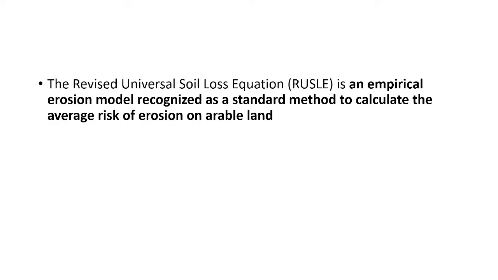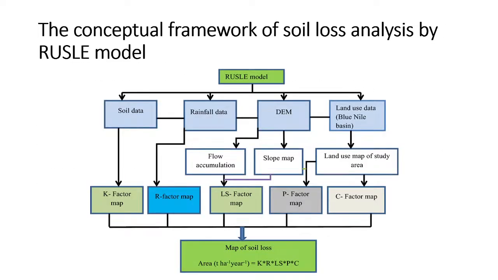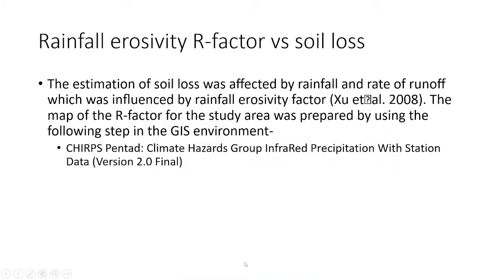Now we use this algorithm, the conceptual framework of soil loss analysis by the RUSLE model. It is the flow chart: soil data, rainfall data, DEM data, and land use data. From the DEM we can calculate the slope and flow accumulation, and from that we can calculate the LS factor. From the land use map of the study area we can get the P factor and C factor. Rainfall data provides the R factor, and soil data provides the K factor. When I have all of these, I can easily calculate the area of soil loss using this formula, per hectare.